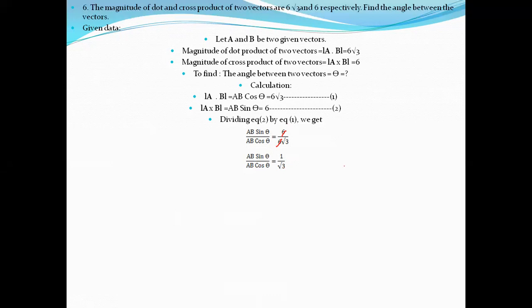The two AB's also cancel out. So we have sine over cos, and sine over cos is equal to tan theta, which is a trigonometric function. 1 over under root 3 is given to us. So theta is equal to tan inverse of 1 over under root 3. The value of theta is going to be 30 degrees. This is the way we have calculated the angle between the dot and cross product.